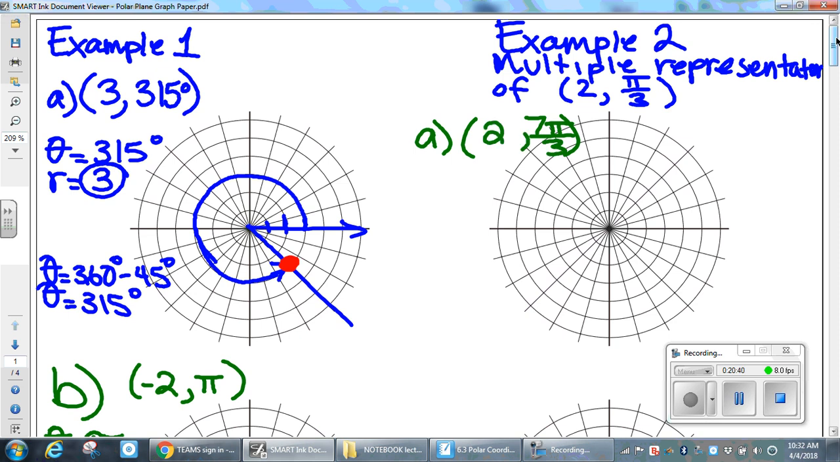So what do we change here? You might want to write down again that we did the π/3 plus 2π. That's how we got the new angle. And that point will be exactly at the same place.